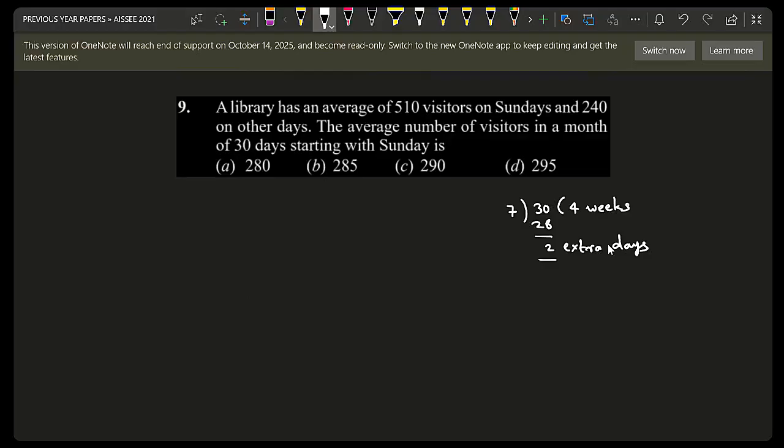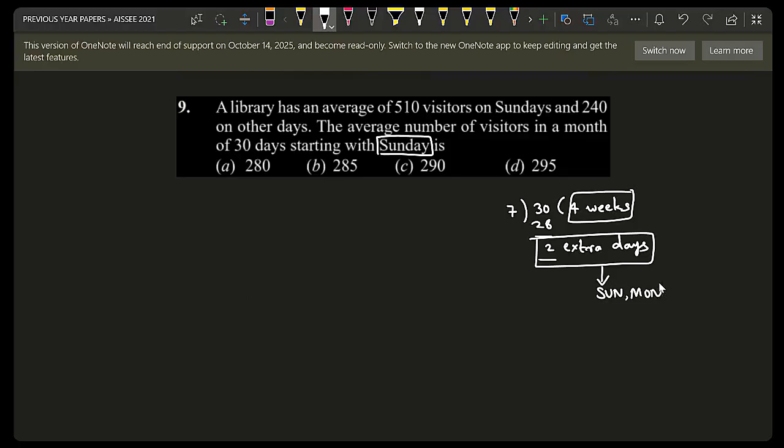And they gave one more clue. That is, the month is starting with Sunday. So these 4 weeks, every week is going to start with Sunday, and the extra 2 days also will start with Sunday. So what are the extra 2 days? One is Sunday and another one is Monday.